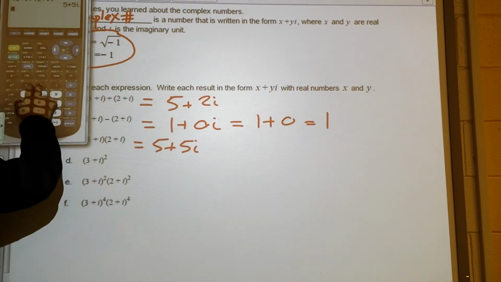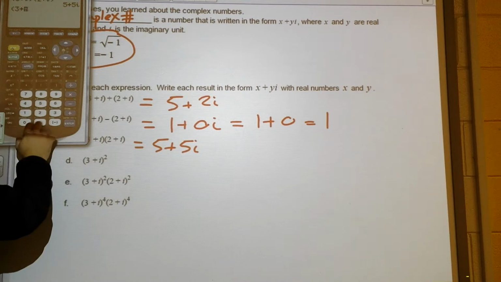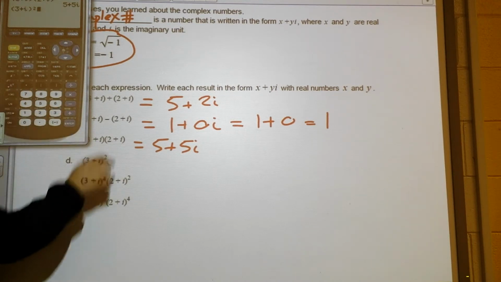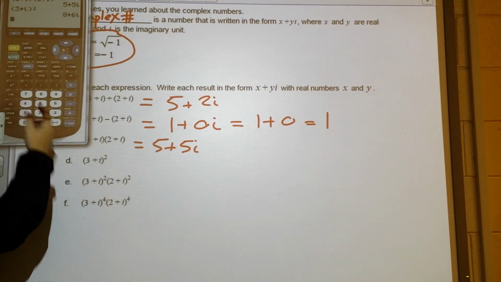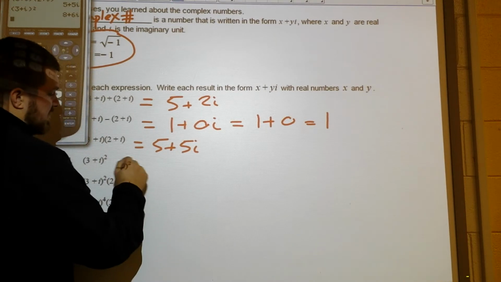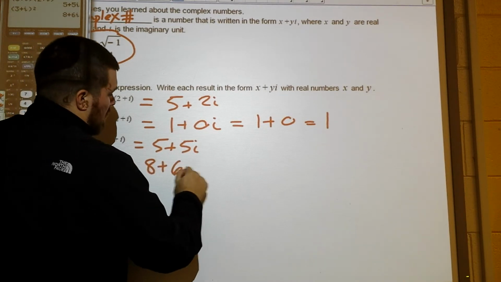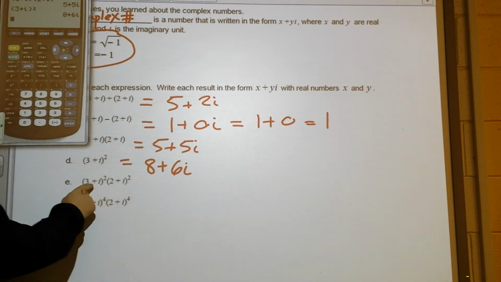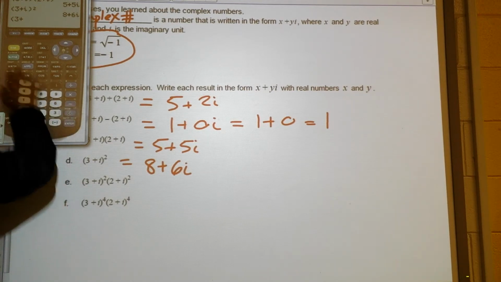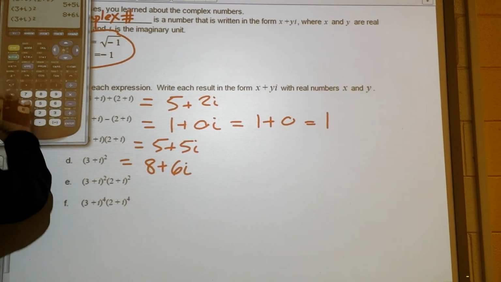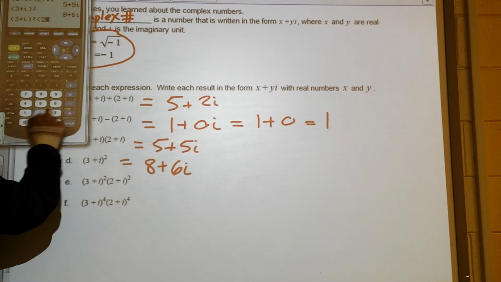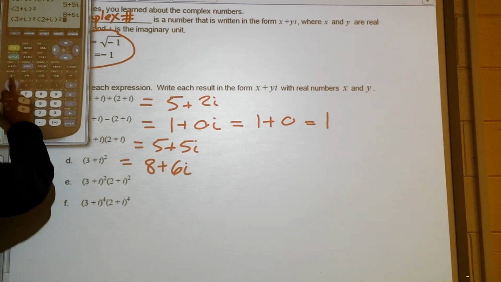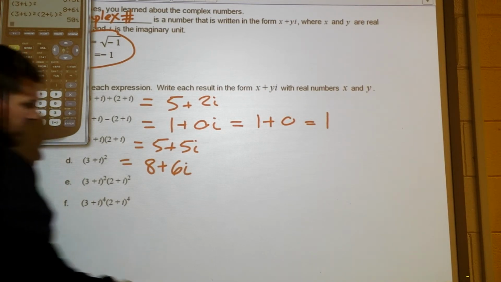Here I have 3 plus i squared. Type it in exactly the way it looks, hit enter, and get my answer, 8 plus 6i. Next problem, I have 3 plus i squared, parentheses, 2 plus i squared. Now I get 50i.